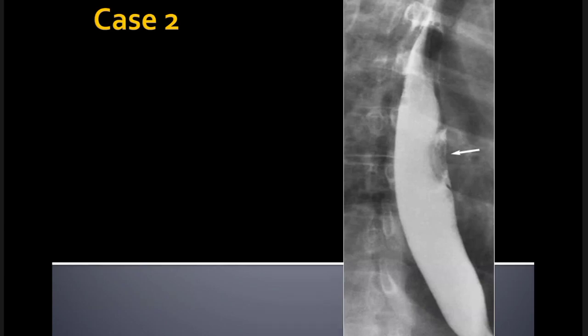No contrast outpouching or any abnormalities noted. So based on the findings, my differentials in this case include esophageal leiomyoma or it's an indentation. It could be an aberrant vessel.